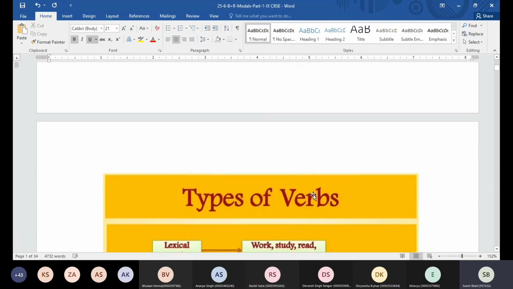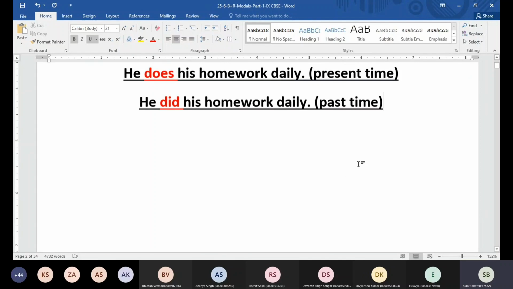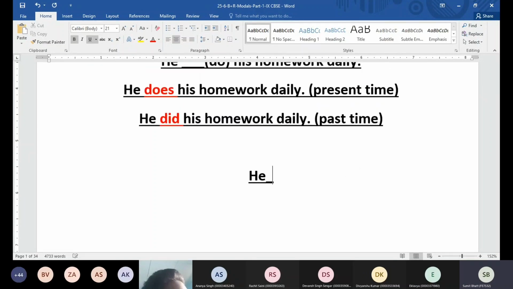Now in primary auxiliary, primary helping verb, there is one more type, which is to have. To have is going to be had, has, or have. In past we use had, in present we use has or have. For example, when I say "he ___ a house," and we have to use a form of have here, what will I say? He have a house or he has a house?